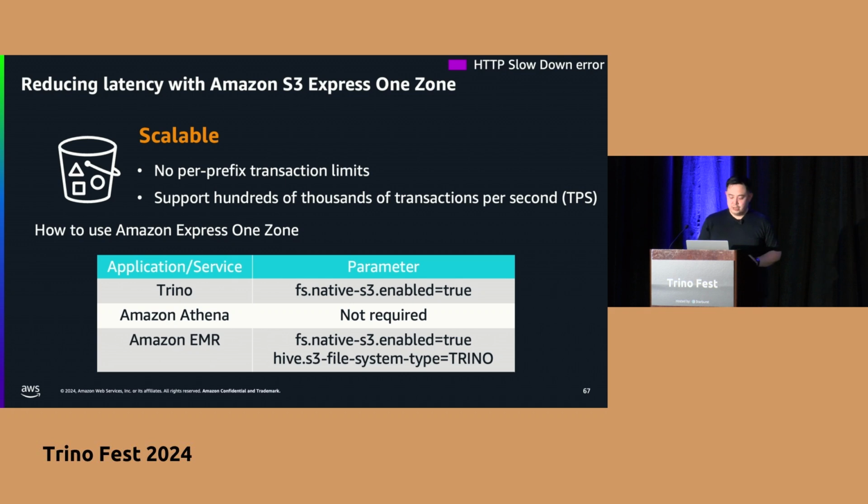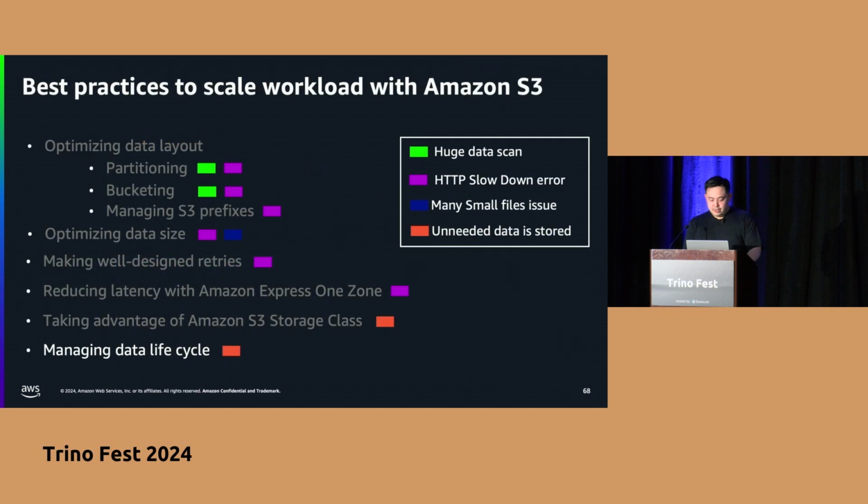And in Trino, you can use Amazon S3 Express One Zone with the S3 native implementation. The last topic is managing data lifecycle. This is a solution for where unneeded data is stored.